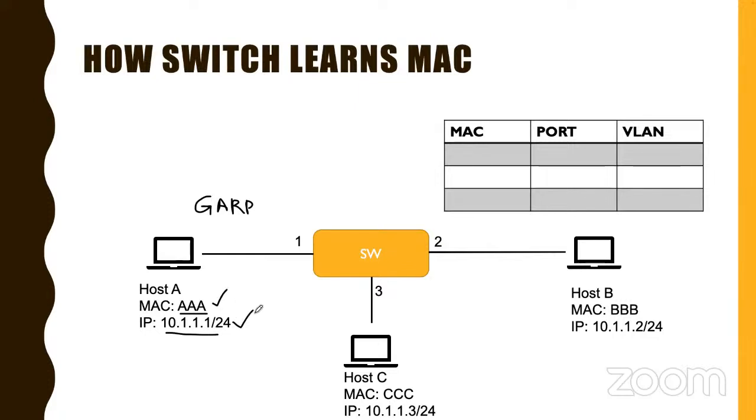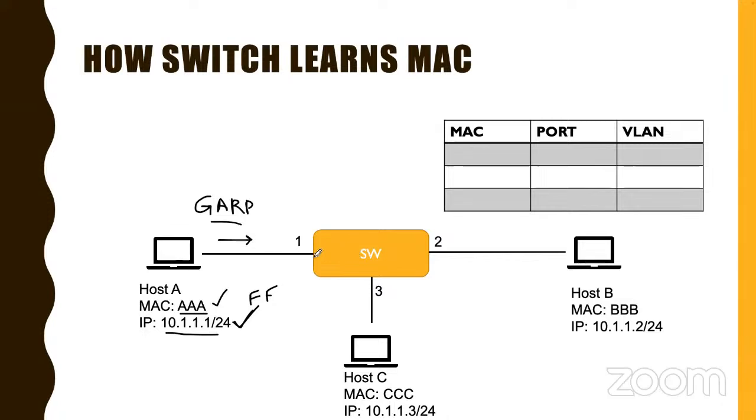What is the destination IP of that packet? Can anybody tell me what is the destination IP in the GR packet? It will be the destination IP is itself only, the same IP. And the destination MAC is FFFF. You are right. That is our broadcast MAC. Okay, so the GARP packet is sent.